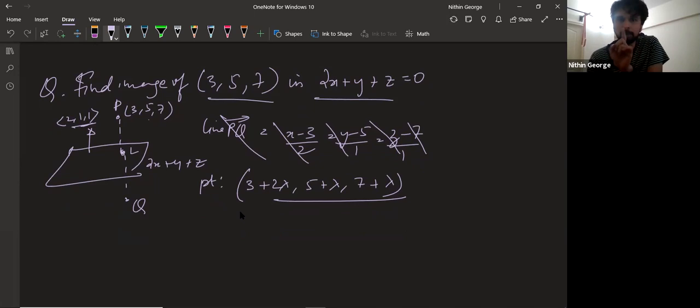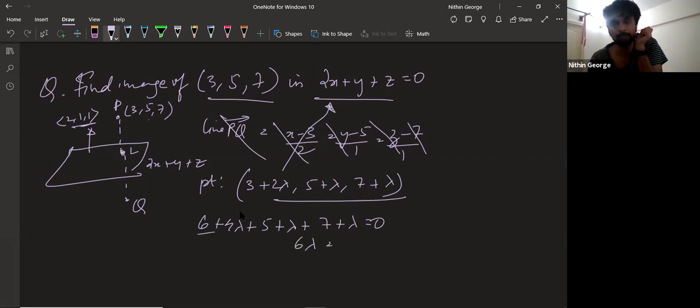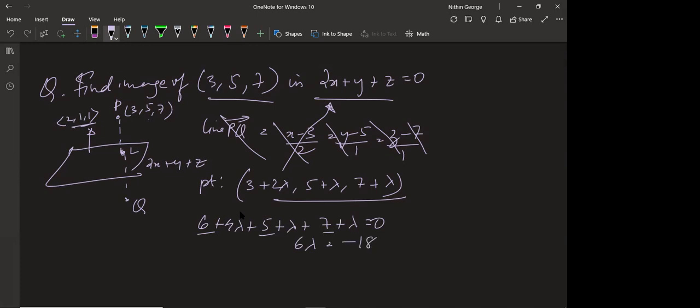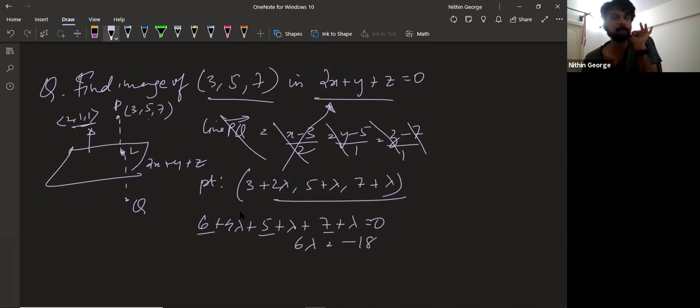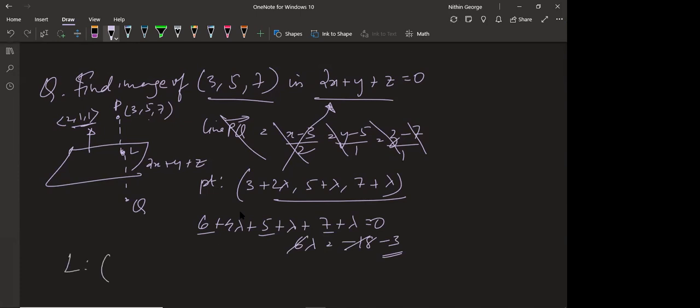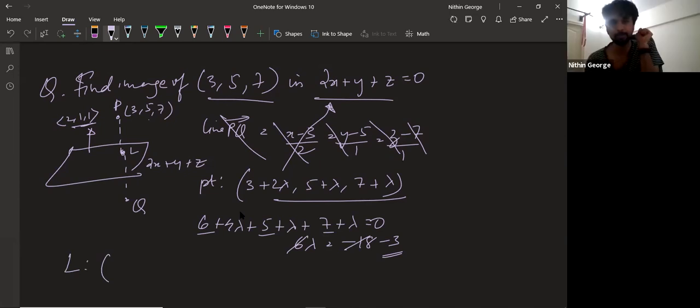Now substitute this point into the plane equation. Then it becomes 6 plus 4 lambda plus 5 plus lambda plus 7 plus lambda equal to 0. So you get 6 lambda equal to minus 18, so lambda is equal to minus 3. Put this back into this point. So L will become, what is the point?